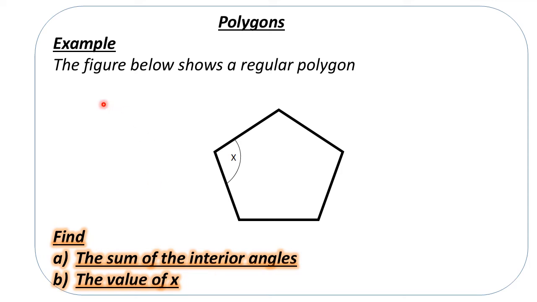So there is an example here. The figure below shows a regular polygon. Find a) the sum of the interior angles, b) the value of x. So they want us to know the sum of all the interior angles, then the value of x. You can see that x is an interior angle here. So they're just asking us to find the interior angle of this regular polygon, which is a pentagon because it has 5 sides.